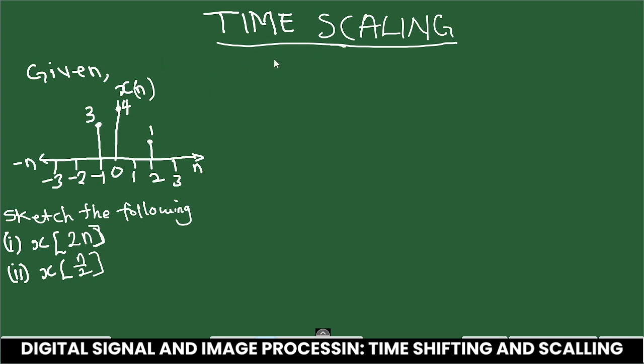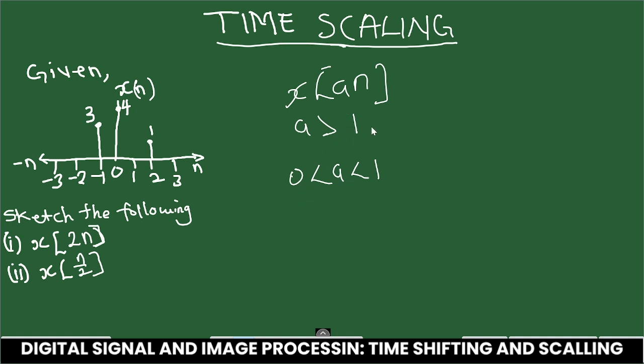In this video, we are going to perform the time scaling operation in discrete time signal systems. We've been given this signal x of n, and we are going to sketch x of 2n and x of n over 2. In the time scaling operation, we use the general expression x of a n, where a is called the scaling factor. The scaling factor can take values greater than 1 or values between 0 and 1.